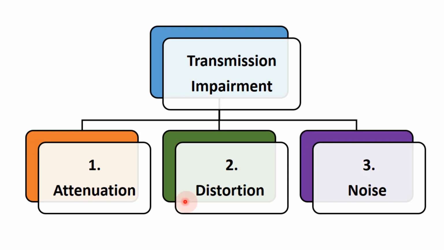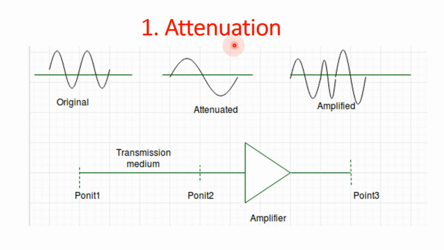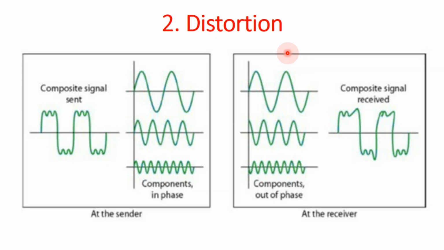1. Attenuation. 2. Distortion. 3. Noise. Attenuation means a loss of energy. The strength of a signal decreases with distance over any transmission medium. Here the original signal has been weakened or reduced due to long distance.